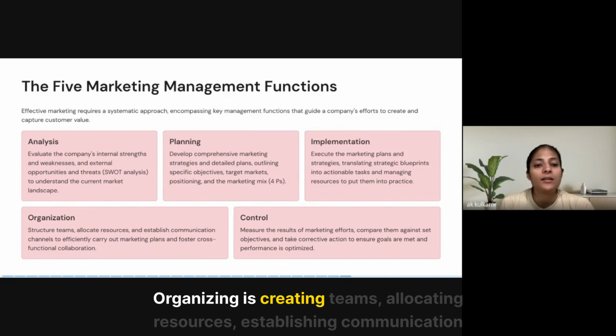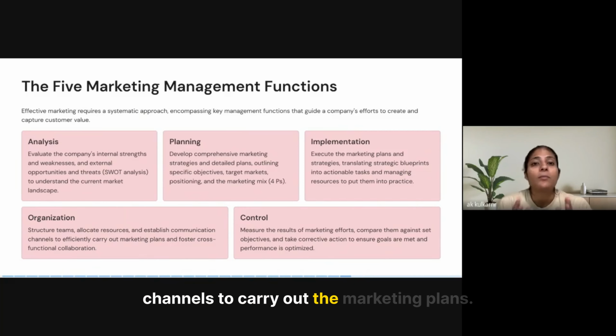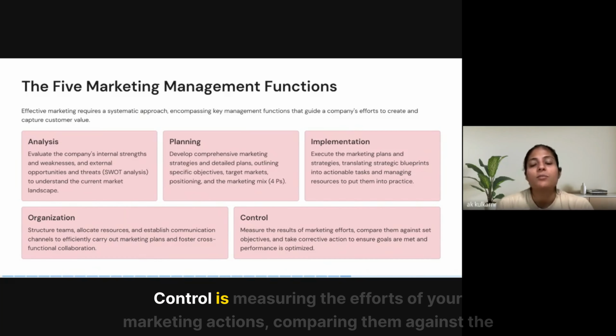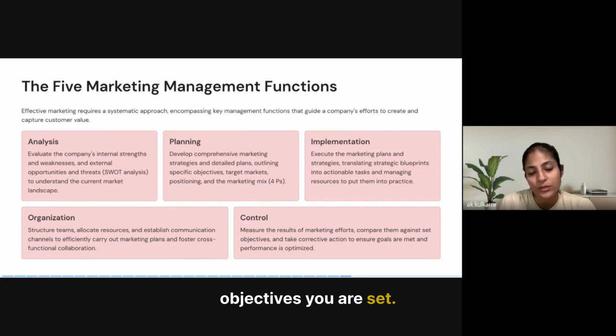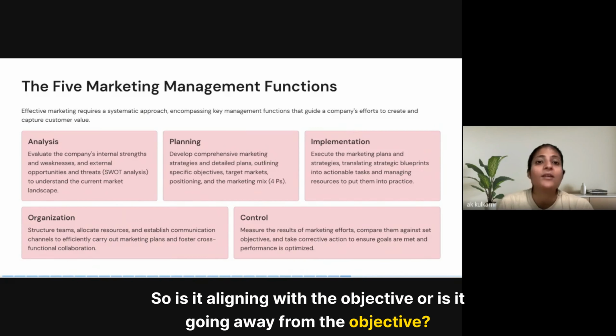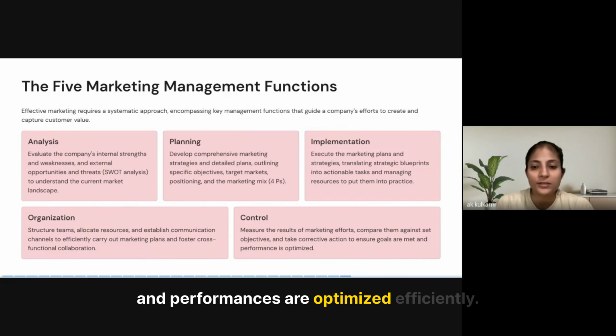Organizing is creating teams, allocating resources, establishing communication channels to carry out the marketing plans. And finally, control. Control is measuring the efforts of your marketing actions, comparing them against the objectives you have set. So, is it aligning with the objective or is it going away from the objective? And taking corrective actions to ensure that goals are met and performance is optimized efficiently.